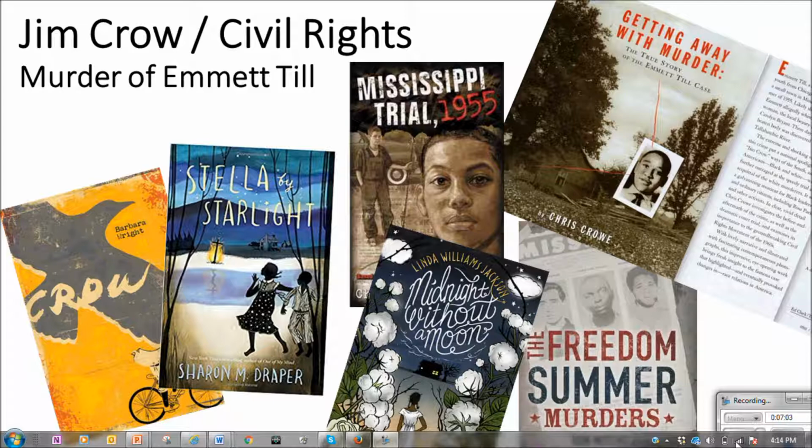Mississippi Trial, 1955 is about the murder of Emmett Till. Emmett Till was a young man from Chicago who was visiting his relatives in Money, Mississippi, and he was murdered by some white men who got away with the murder. And his murder, many credit with really galvanizing the civil rights movement in our country.